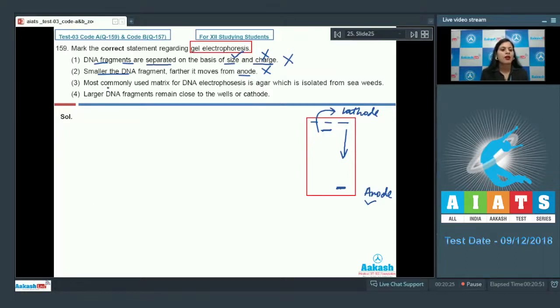Our next statement is, most commonly used matrix for DNA electrophoresis is agar, which is isolated from seaweeds, and this is also an incorrect statement because the most common matrix for DNA electrophoresis is not agar but agarose. Our last statement is, larger DNA fragments remain close to the wells or cathode, and this is a correct statement and is a correct answer to our question because larger fragments face more resistance while moving in the matrix of this agarose gel, and they'll remain close to cathode rather than anode. So the correct answer for this question is option number 4. Let's discuss our next question.